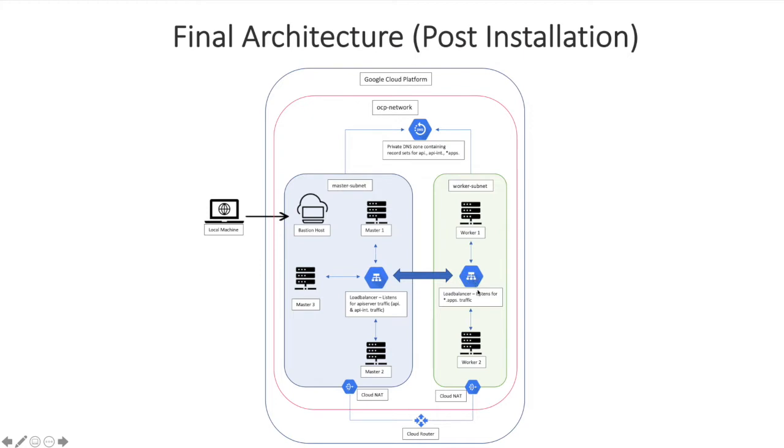We will also be creating and configuring a reverse proxy on the Bastion host so that we can have access to the OCP UI externally on our local machine. Other than that, as we discussed earlier, we will also be having a private DNS zone that would be part of the OCP network, and we'll be having two cloud NATs for our subnet instances to reach out to the internet and download the necessary packages to install and spin up the OpenShift cluster.